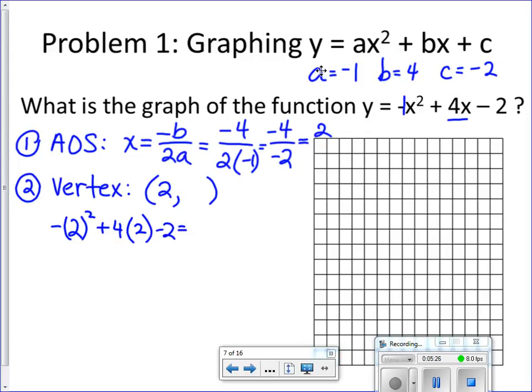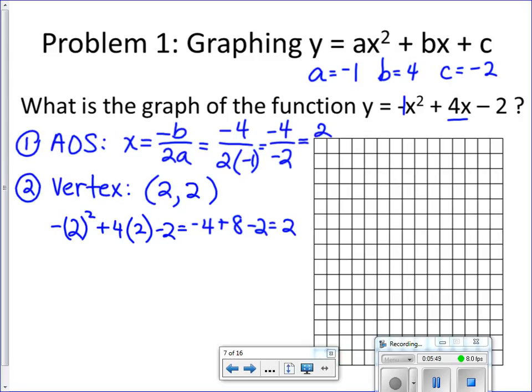All right, well 2 squared is 4. The opposite of 4 would be negative 4 plus 4 times 2 is 8 minus 2. Negative 4 plus 8 is 4, minus 2 is 2. So our vertex is at 2, 2.